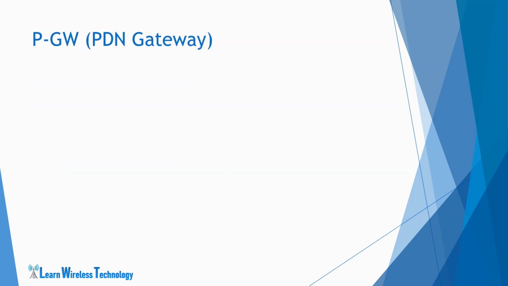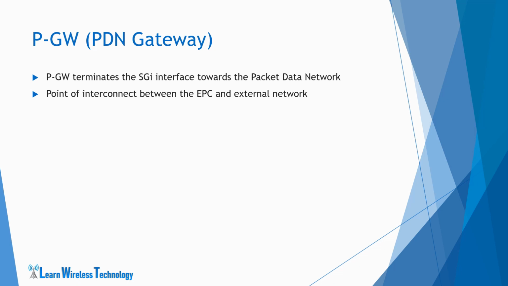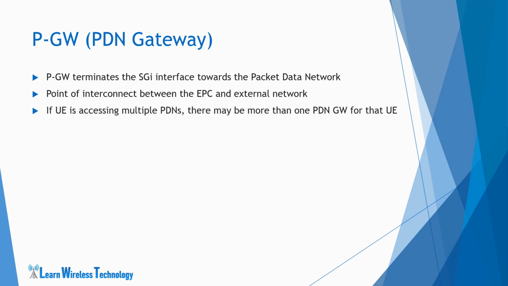Next is the PDN gateway. PDN gateway connects to the external packet data network via SGi interface. It is the point of interconnection between EPC and external network. If UE is accessing multiple packet data networks, then there may be more than one PDN gateway for that UE. For example, if UE is connected to internet to access internet and IMS PDN for VoLTE calling, then UE will have two PDN gateways. Let's discuss the list of functions supported by PDN gateway.